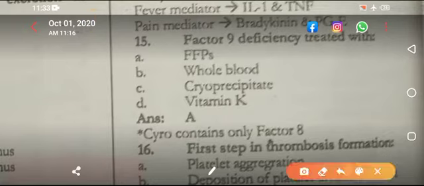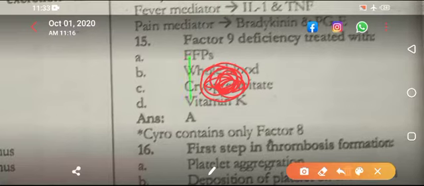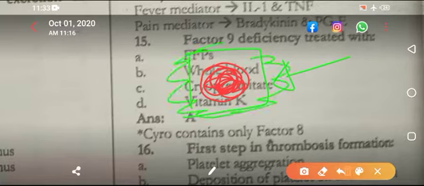What is the function of von Willebrand factor? The main function of von Willebrand factor is that it stabilizes factor 8. Let's suppose this is factor 8. The von Willebrand factor protects it from degradation. So if you are having von Willebrand disease, there will be no protection. If there is no protection, it is easily destroyed, so the half-life of factor 8 is reduced. So you are having factor 8 deficiency, there will be increased APTT and there will be bleeding.